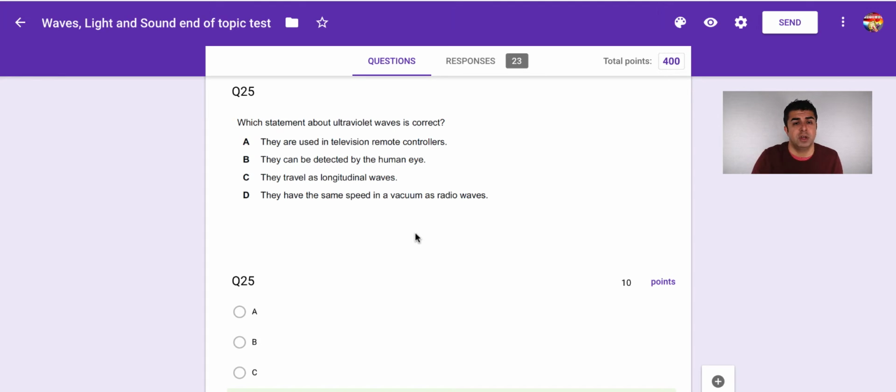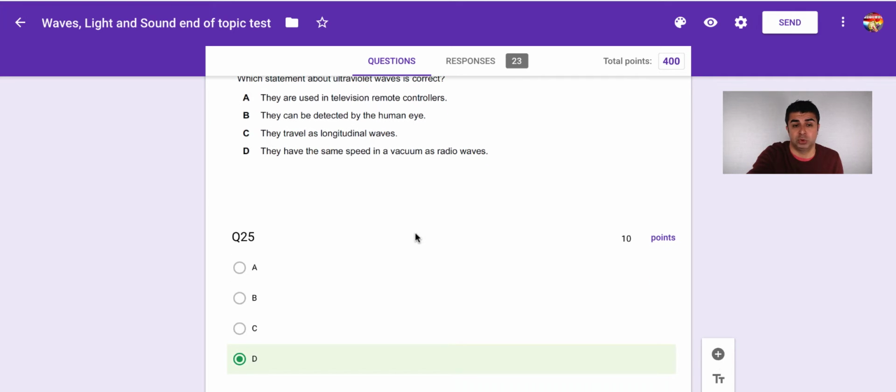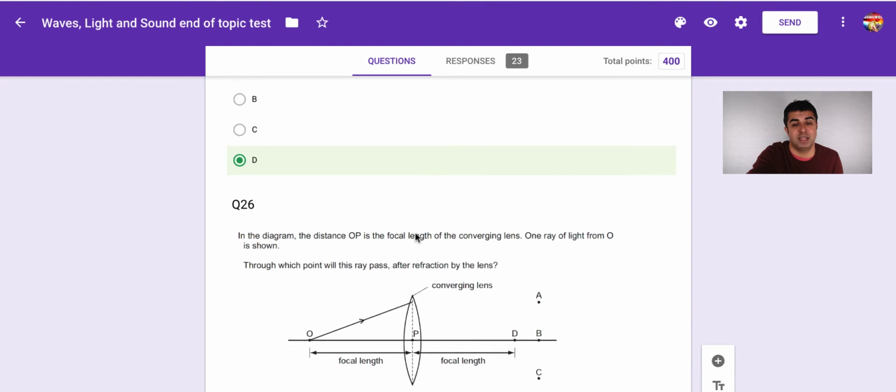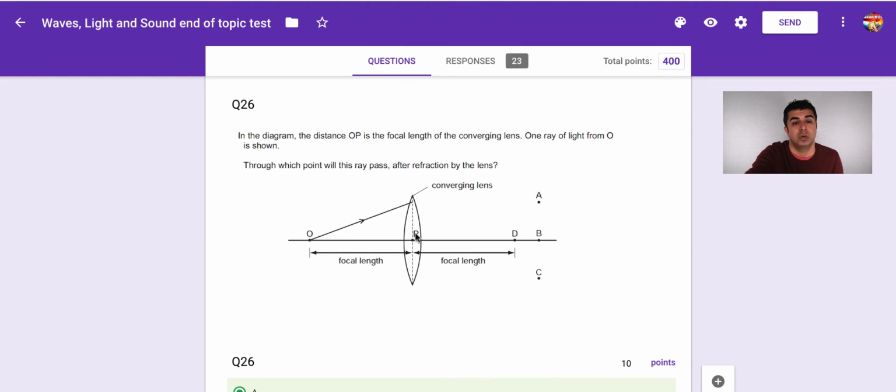Question 25. Which statement about ultraviolet waves is correct? Well, again, it's knowledge and understanding, and they are used in television remote controls. No, they're not. That's infrared. They can be detected by the human eye. No, they can't, because we can't see ultraviolet. They travel as longitudinal waves? Nope, that's sound. They have the same speed in a vacuum as radio waves. All electromagnetic waves have the same speed. 25 is D.